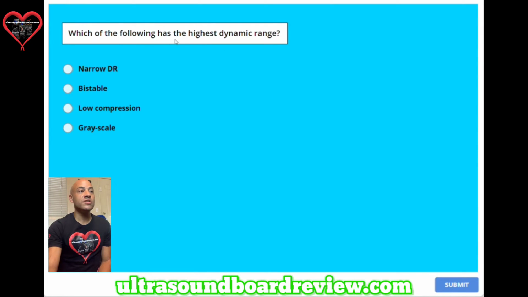Question 3, which of the following has the highest dynamic range? A, narrow dynamic range. B, bistable. C, low compression. Or D, grayscale. The answer is D, grayscale. These other 3 options here indicate a low dynamic range.